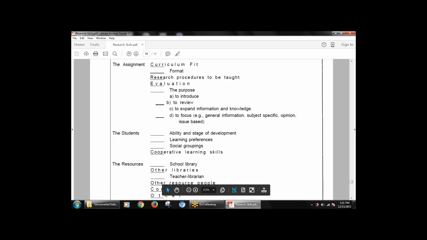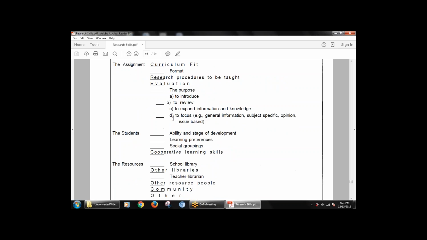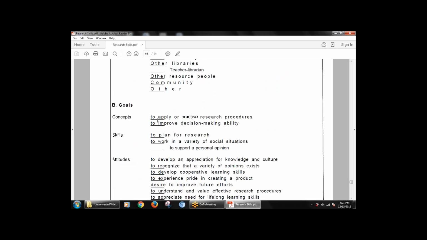The next is the goals. So the first part is the guidelines, the A part, that is the guidelines and the considerations. The next part is the goals. So we can set the goals: the concept, to apply or practice research procedure, that is, the research procedure carried out with the various concepts to improve decision making ability, which is the main goal. Then the skills required to plan for the research, to work in a variety of social situations.